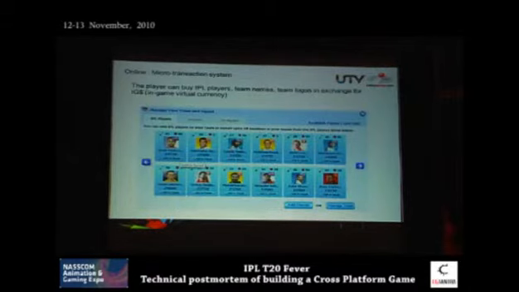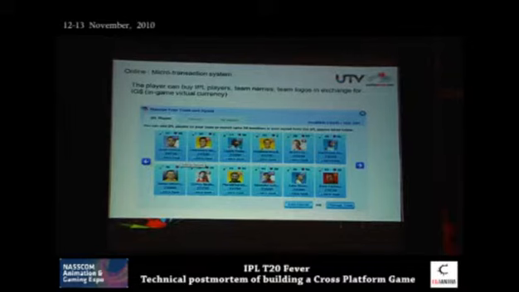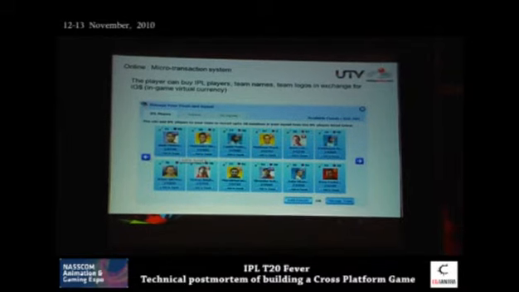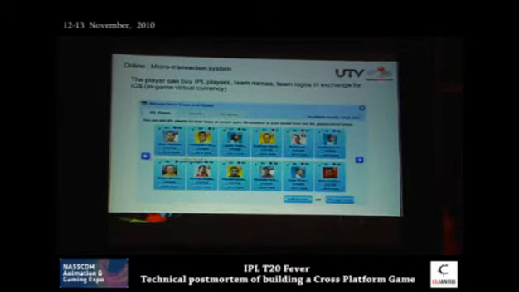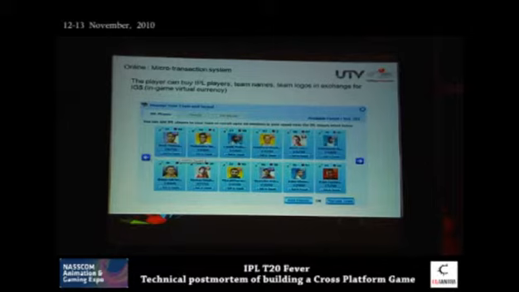On the online system, we had an entire microtransaction system built in, on the social aspect of it. On the IPL, we had to deploy when we got the IPL license and we had to get the game out on the shelves. We hardly had any time. I think we had almost 8 weeks to get our entire game deployed across all these platforms.